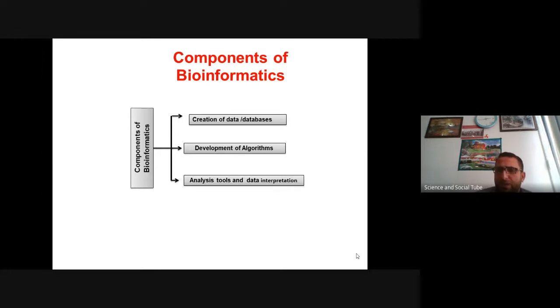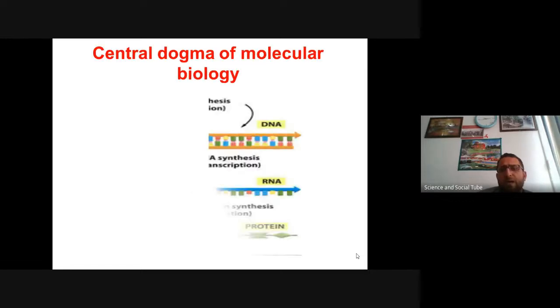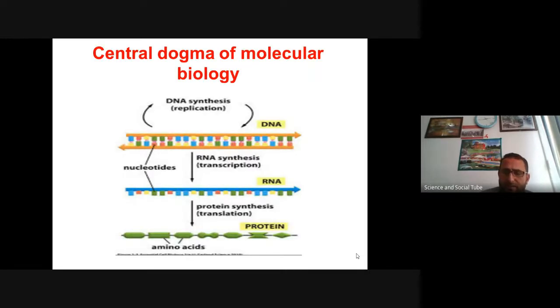But these three components, these three things, are very important in order to do bioinformatics work, whether it is agriculture, fisheries, or veterinary science, whatever it is. These basic things, data, software, and the data interpretation and analysis tool, you need to do bioinformatics work.